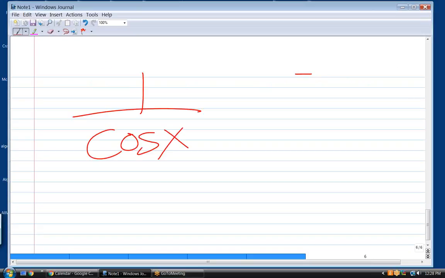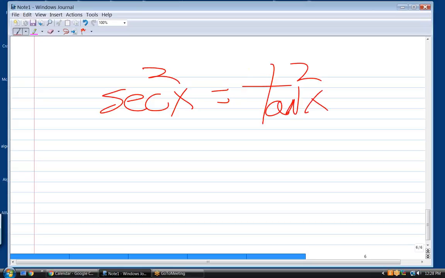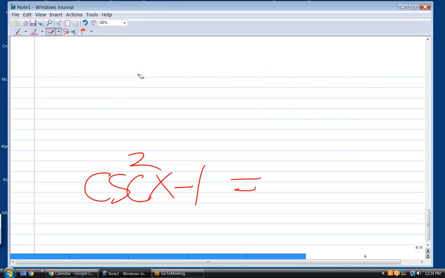Is that equal to? Would it be secant? Is that equal to? Tangent squared x plus 1. And finally, what is that equal to? So tangent squared x minus 1.